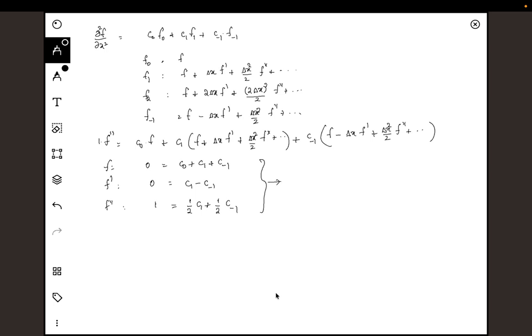From this equation we know c1 equals c minus 1, which means from this equation c1 equals c minus 1 equals 1, then the summation will be equal to 1. So if both of them are 1, then we can substitute in the original equation to get c0 as minus 2.